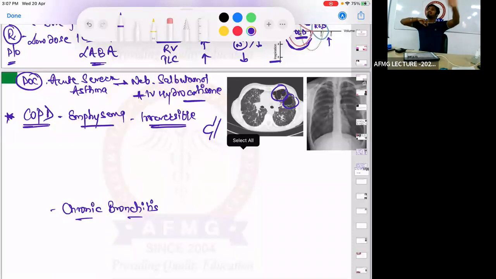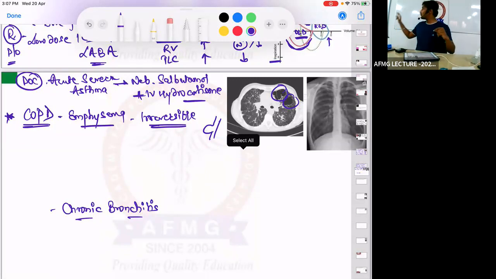This is only the conducting pathway. But generation 17 is respiratory bronchioles, and generation 23 is alveolar. So this is the exchange pathway. This is the physiology questions आ चुके हैं, तो याद रखना ये important है.